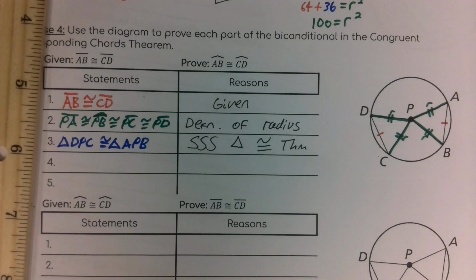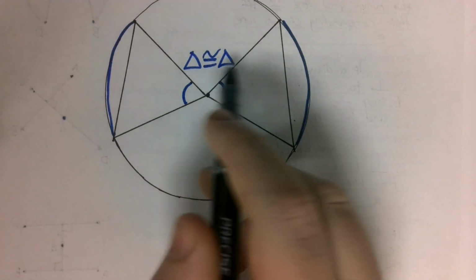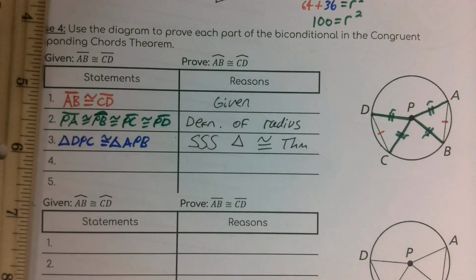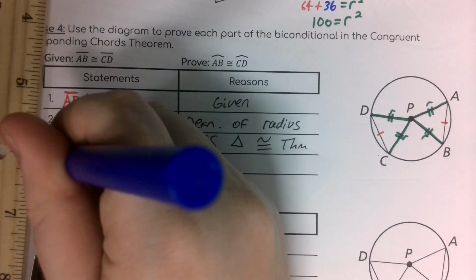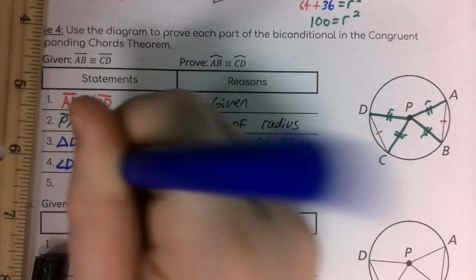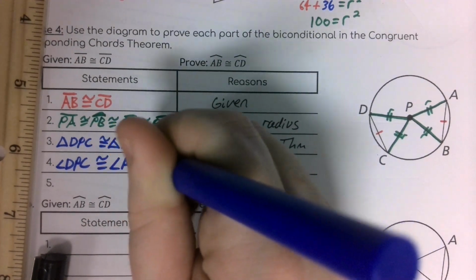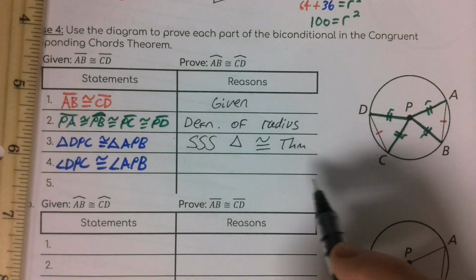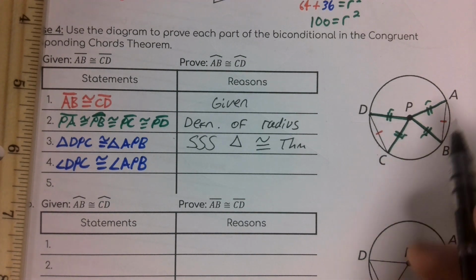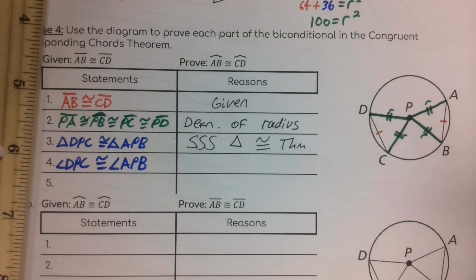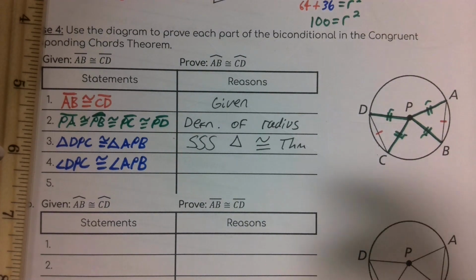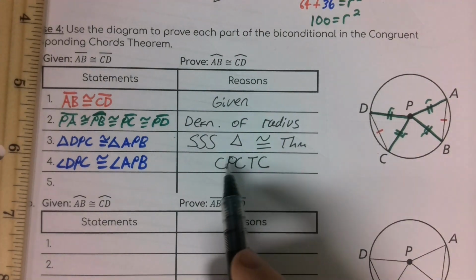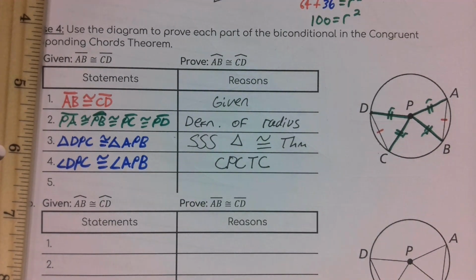And, like we said before, we did our little planning here. If the two triangles are congruent, that means these central angles are congruent. So, we can say that angle DPC is congruent to angle APB because, well, if triangles are congruent, their angles are congruent. The reason we give for this is corresponding parts of congruent triangles are congruent. CPCTC. Corresponding parts of congruent triangles are congruent.